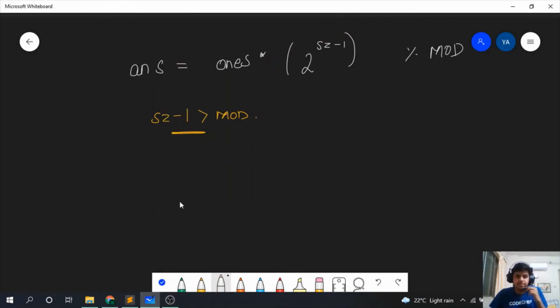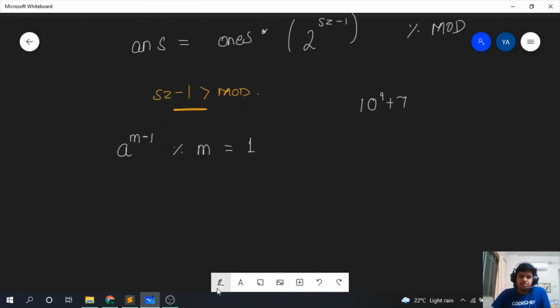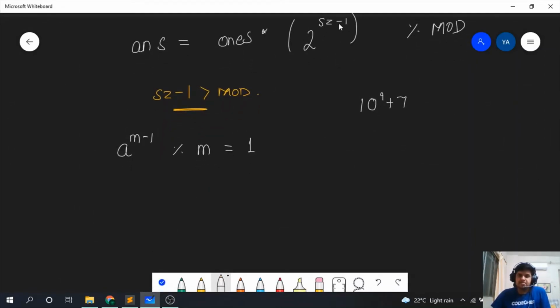We will be using Fermat's little theorem to tackle this. So what does Fermat's little theorem state? It states that a raised to m minus 1 mod m is equal to 1. Now this m is obviously a prime number, and the mod given to us, which is 10 to the power 9 plus 7, is also a prime number. So basically the theorem applies. Now what we are going to do is try and convert this 2 raised to size minus 1 to something that we can implement. So let us say that size minus 1 is equal to k.